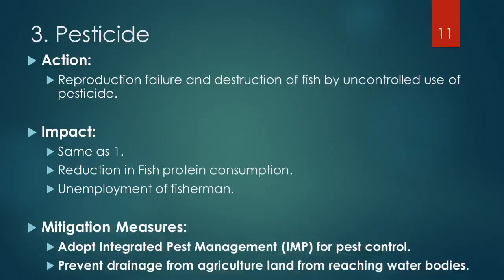And the pesticides: the action is reproduction failure and destruction of fish by uncontrolled use of pesticides, and the impact is reduction in fish protein consumption and unemployment of fishermen. And the mitigation measures are to adopt integrated pest management for pest control and prevent the drainage from agricultural land from reaching the water bodies.